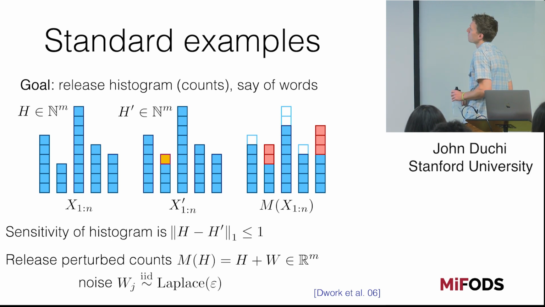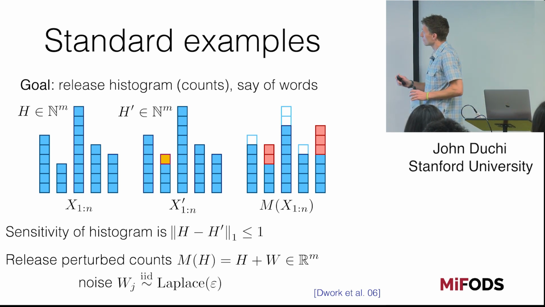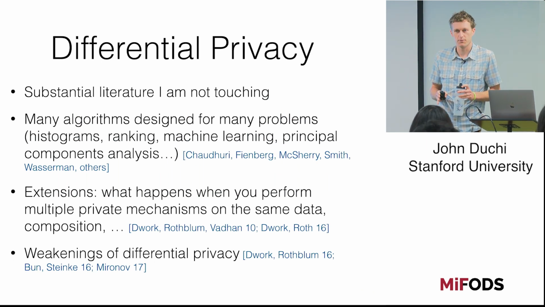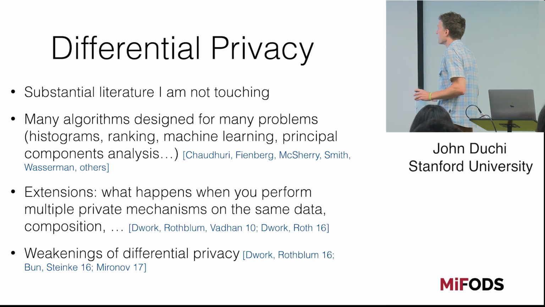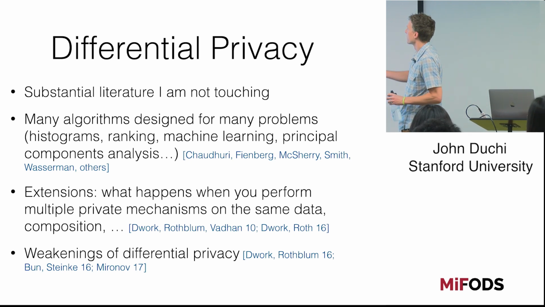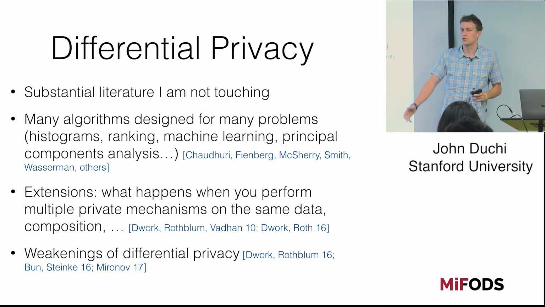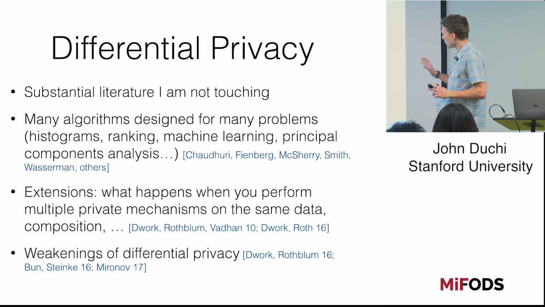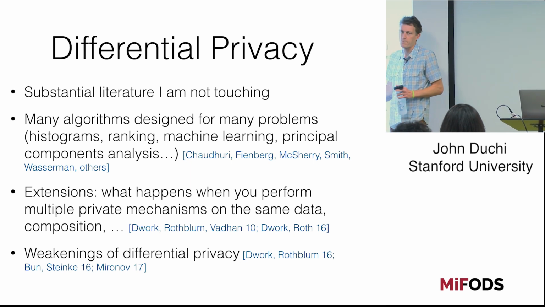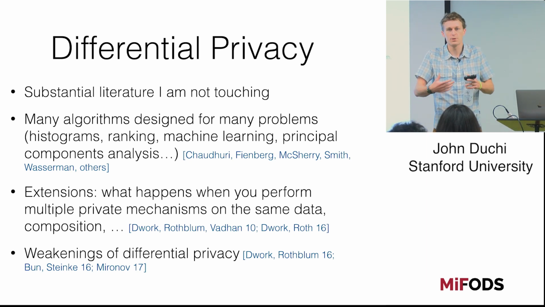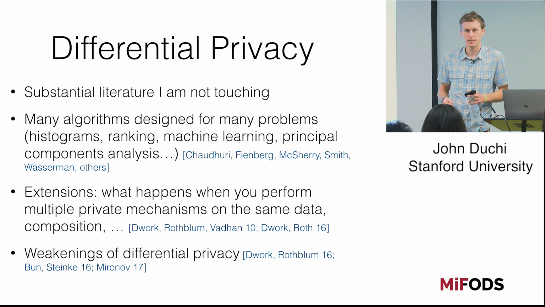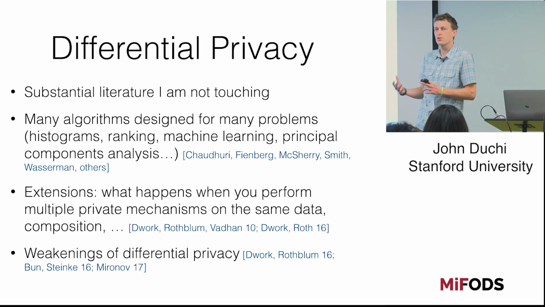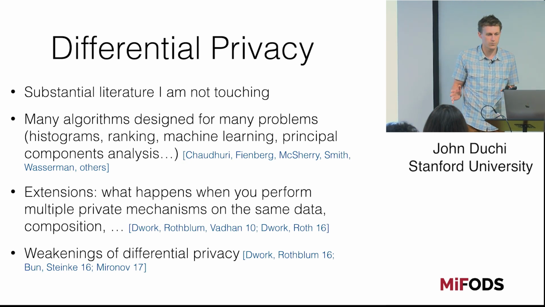privacy-preserving schemes. All right, and there's this huge literature now on differential privacy. I'm not touching much of it at all, but there's huge numbers of algorithms designed for lots and lots of problems: histograms, ranking, solving machine learning problems, principal components. So there's a whole literature on this. There's also a nice literature developing. Okay, what happens when we take a data set and 3 people sort of do differentially private analyses on it? Or you do a differentially private analysis like 6 different times. Like, you can compose these things together and still you can maintain certain privacy guarantees.